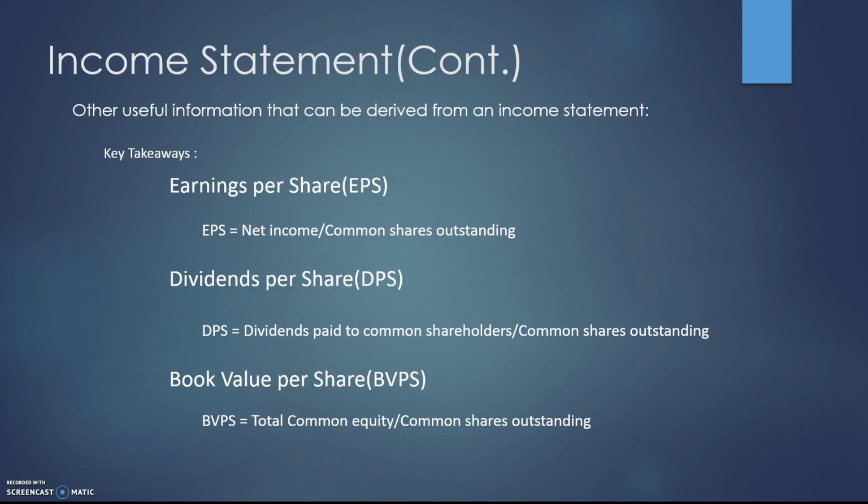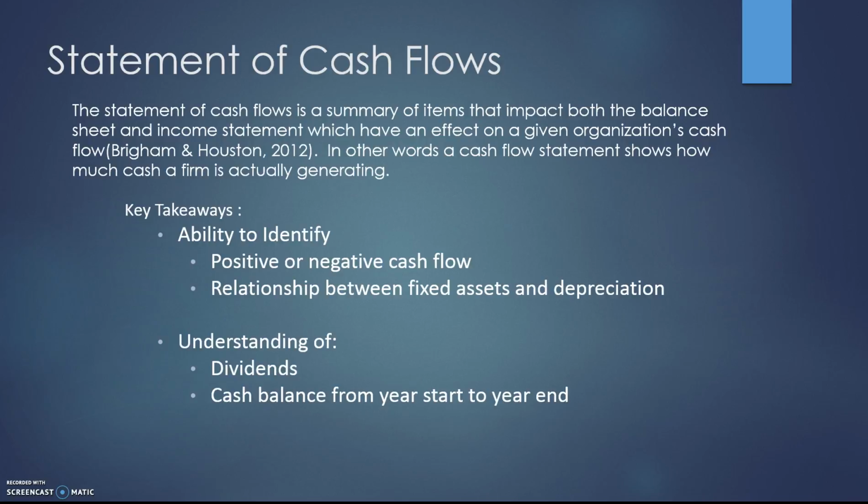Of these metrics, one of the most important ones is EPS for stockholders, as this is known as the bottom line, and it denotes all of the items on the income statement. The third financial document we will look at today is the statement of cash flows. The statement of cash flows is a summary of items that impact both the balance sheet and income statement, which have an effect on a given organization's cash flow. In other words, a cash flow statement shows how much cash a firm is actually generating.